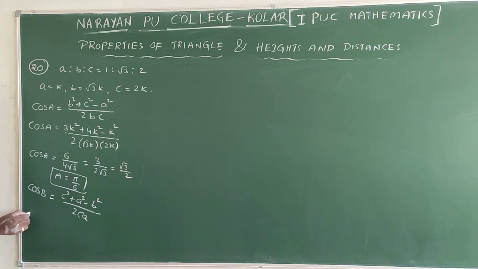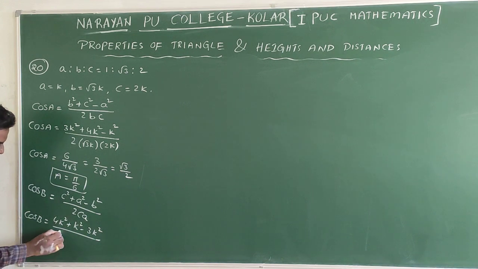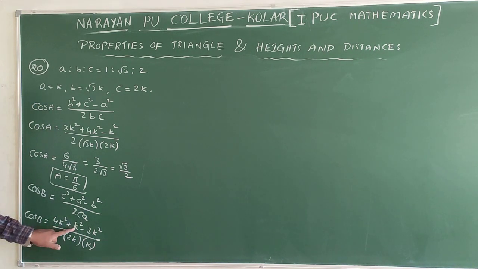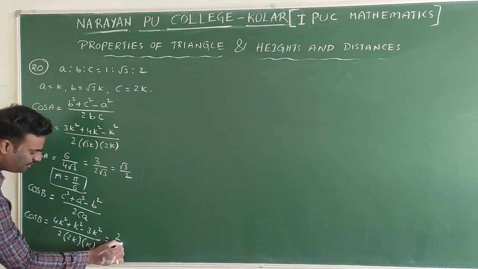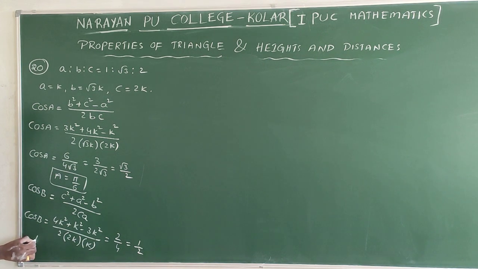Substitute. Cos B is equal to c² is nothing but 4k², a² is nothing but k², b² is nothing but 3k², divided by 2c into a. Here also in the numerator k² common, denominator k² cancel. 4 plus 1, 5, 5 minus 3, 2, by 4. That is nothing but 1 by 2. When the cos value is 1 by 2, the angle is 60°.